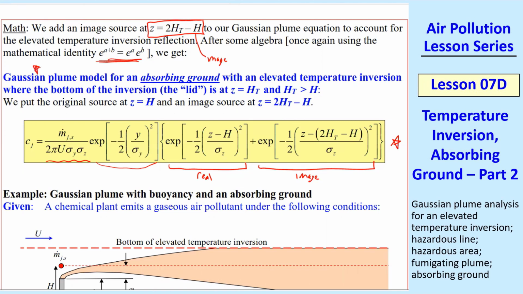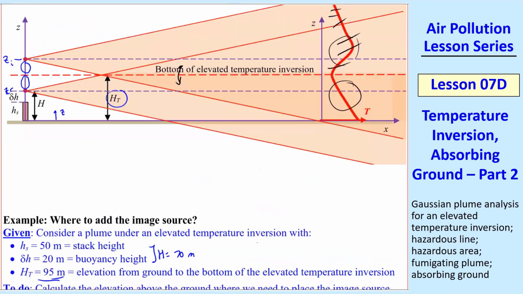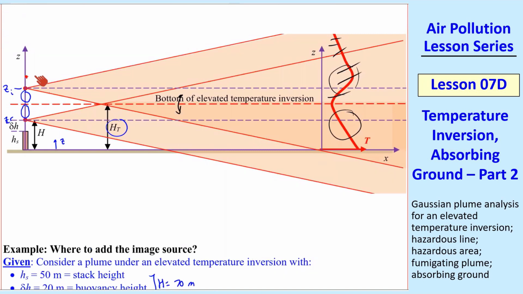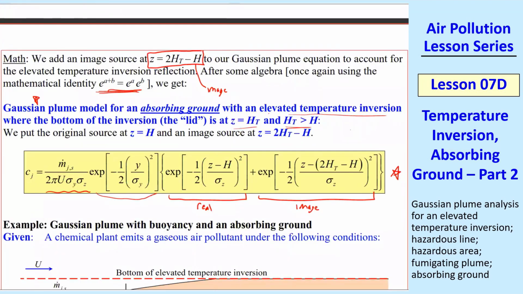So it's a Gaussian plume model for an absorbing ground with an elevated temperature inversion, where the bottom of the inversion is at Z equal HT, and we have to have HT greater than H. Otherwise, if the plume were way up here somewhere above the bottom of the temperature inversion, then you would not ever get to the ground because it would be blocked, as we already talked about. So we're talking about a case where HT is greater than H, and we added this image source. How do you do this?